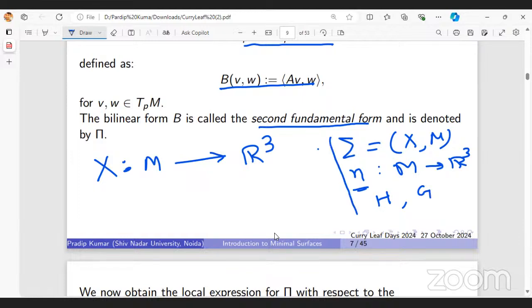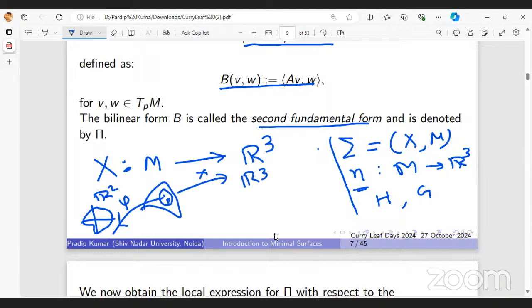Now I'm trying to explain this thing locally. Locally means, this M is a two-dimensional manifold. You take some point P and then take a neighborhood, because this is a manifold. So you will be having a chart phi, which is some subset of R2, and then here you are having the map X to R3. You compose it. So X composition phi is a map from some open subset U of R2 to R3. So let us talk about the local version of X. Local means we are talking about this map from some open subset of R2 to R3.